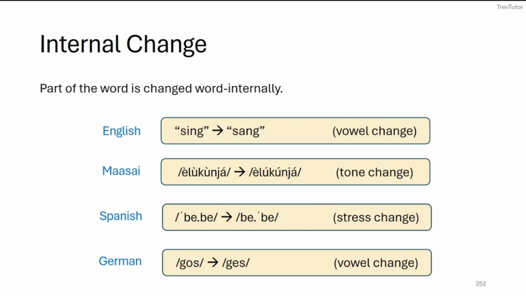In Masai, we can see there's a change in tones. So the first tone stays the same, the last tone stays the same, but the middle tones change to be high rather than low. In Spanish, we see a stress change, so the primary syllable gets moved. And in German, we see a vowel change too. So these are just word internal changes.